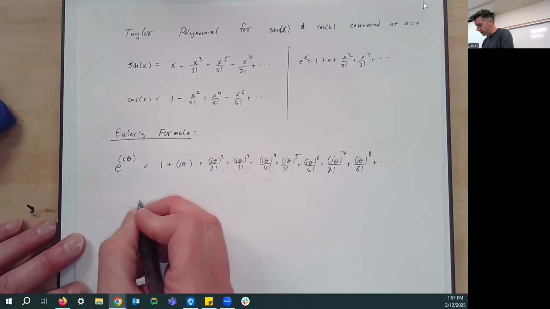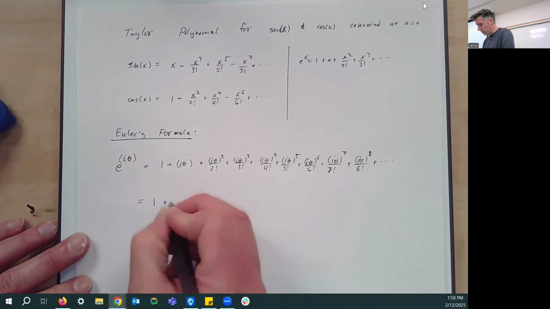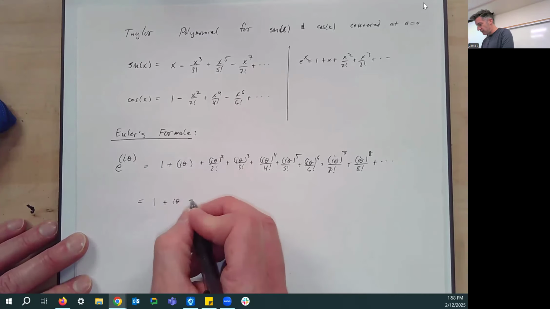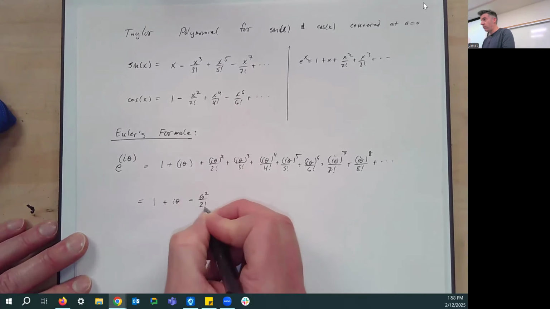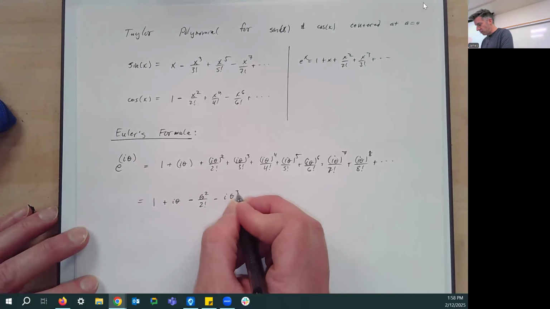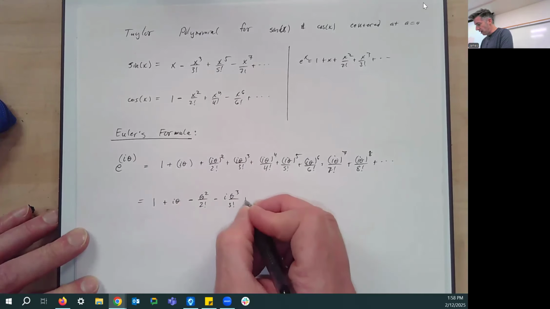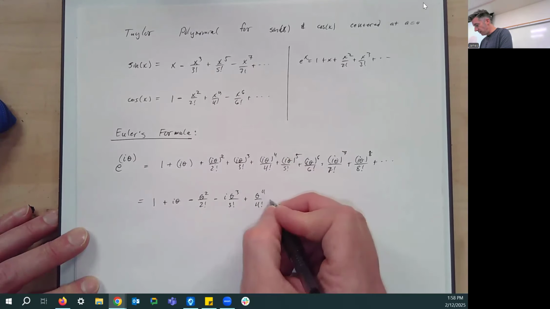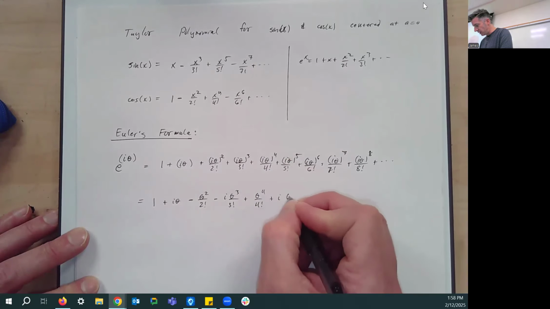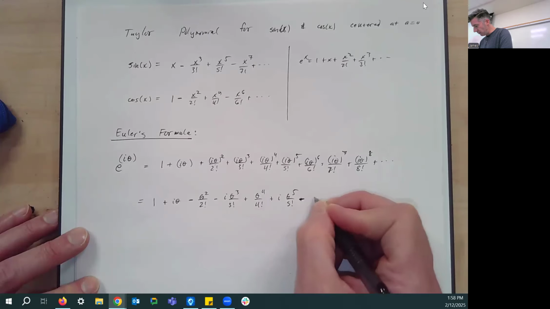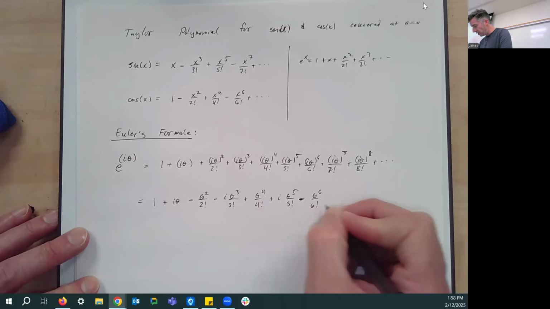So check this out. This is going to be 1 plus i times theta. i squared is going to be -1, so this is going to be minus theta squared over 2 factorial. i cubed is -i, so minus i times theta cubed over 3 factorial. i to the 4th is 1, so we have theta to the 4th over 4 factorial. i to the 5th is i, so i times theta to the 5th over 5 factorial. i to the 6th is i squared, which is -1. So it's going to be -1 times theta to the 6th over 6 factorial.